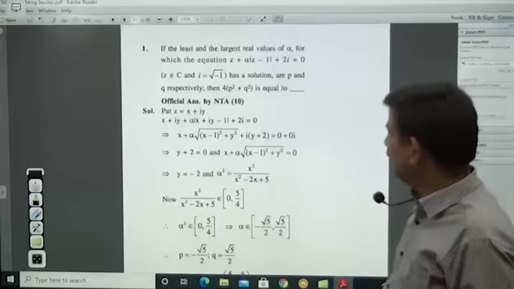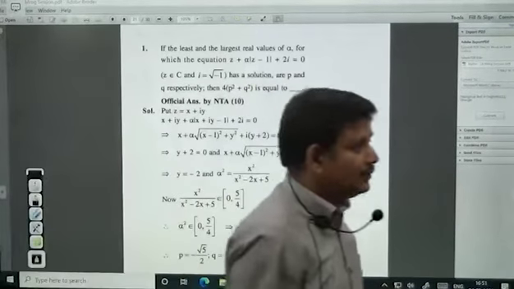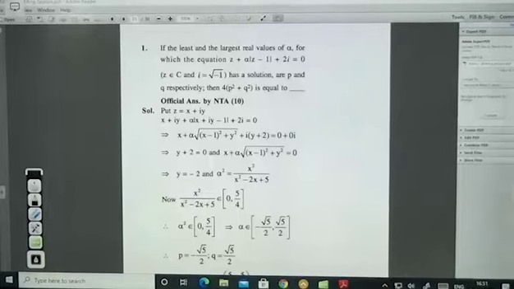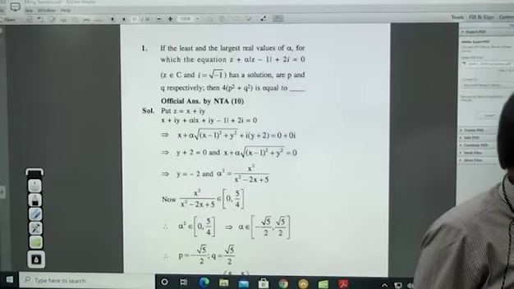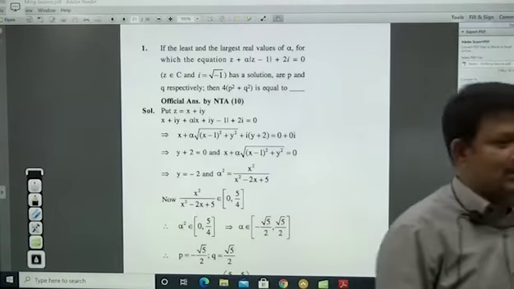If the least and the largest value of alpha, how it can't be onto? Which question you want me to explain, Abhishek? Onto. Okay, onto thing I will explain.